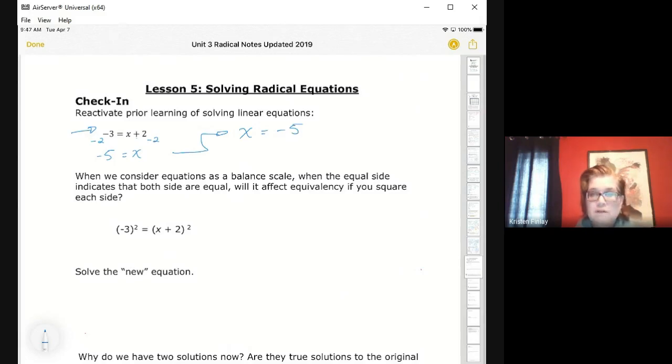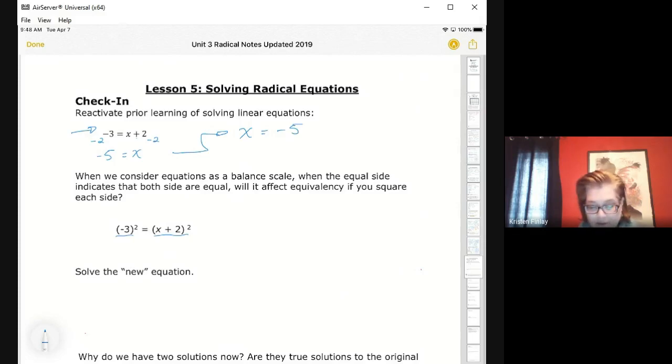Now, when we're solving equations, we always think of them as like a balance scale, with the equal sign indicating that everything is the same on either side, they're balanced. So what we want to ask ourselves when we're solving is that if we square each side, will it affect the equivalency of that equation? So if I take my -3 from the left-hand side of the equation and I square it, and I take my x plus 2 from the right-hand side and I square that, we want to see if that's going to affect the equivalency of the equation.